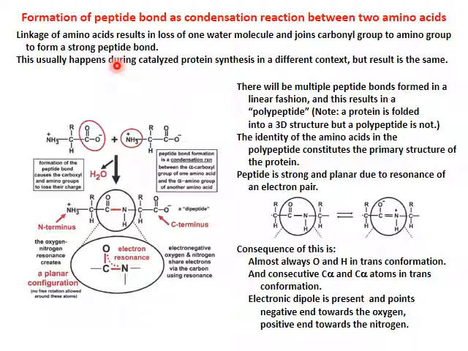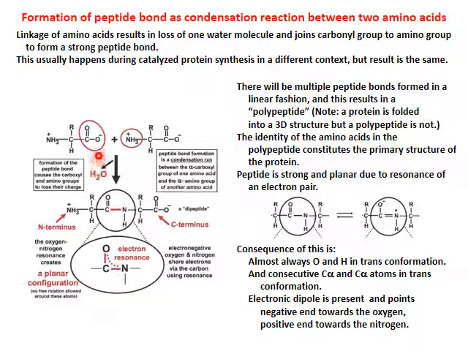So amino acids are combined in what's called a condensation reaction. A condensation reaction is where we have two molecules, A plus B, and we combine them together and we have a new product as well as water. So we have two reactants and we have two products. One of the products is water.